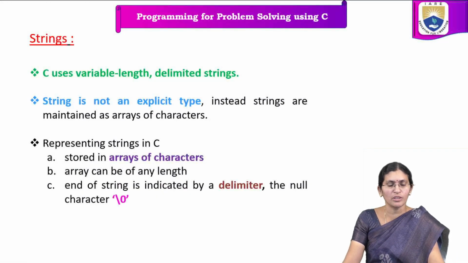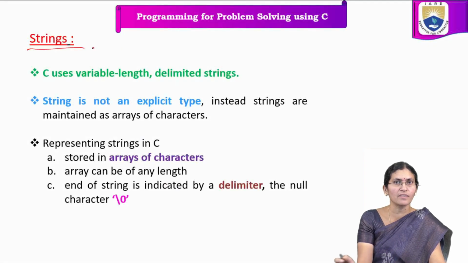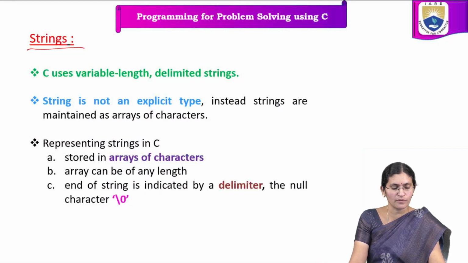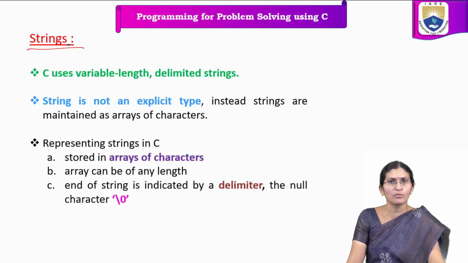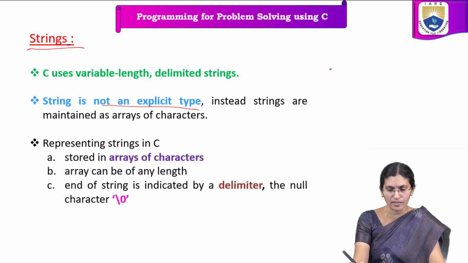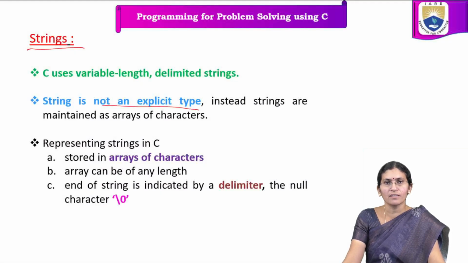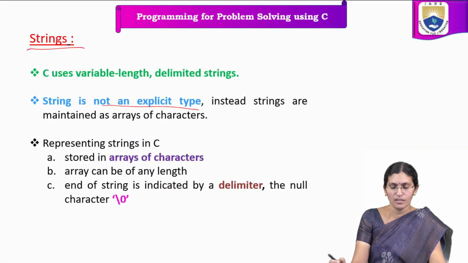First one, coming to the revision of the strings. Briefly we'll discuss the concept of strings. You can go through my previous video lecture based on strings in C programming. Strings are not an explicit data type, but they are maintained as an array of characters. Any textual information you want to store is stored in the form of strings. These are some of the properties of strings.